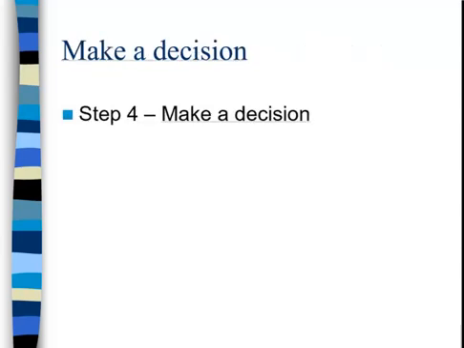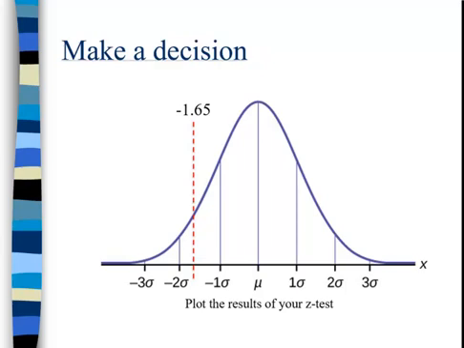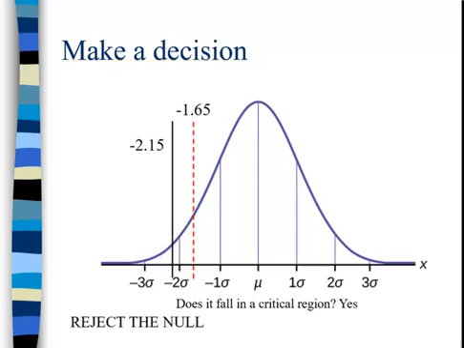So here's our original distribution with our critical value and our critical area plotted out. And what we want to do now is plot the results of our z-test. So that z-score of negative 2.15 is probably somewhere over here. Importantly, it falls in the critical region, right? If it falls in the critical region, then we reject the null hypothesis, right?